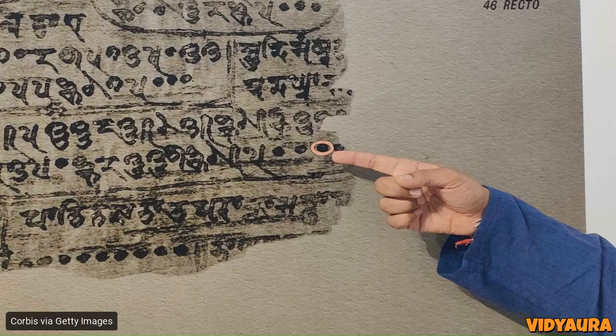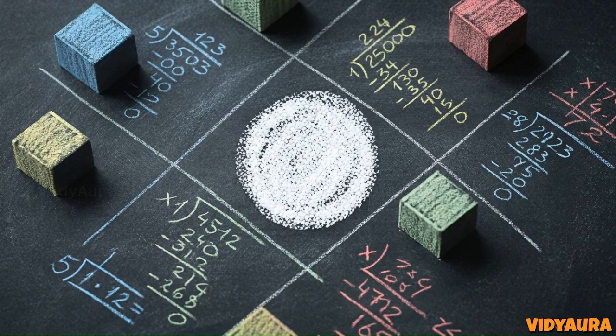This dot served as a structural placeholder, a tangible spatial anchor designed to lock other digits into their correct base powers. Combining positional columns with the 0 placeholder allowed for universal, scalable calculations that could be performed entirely on paper.